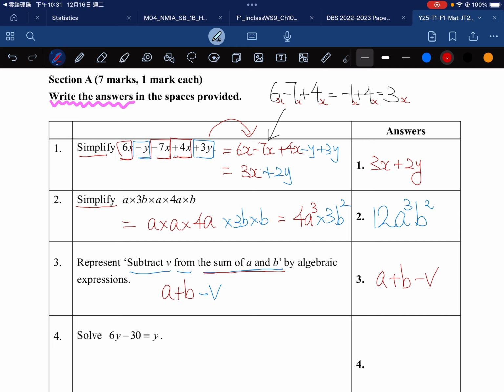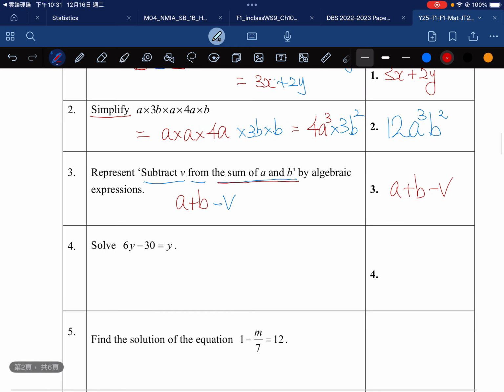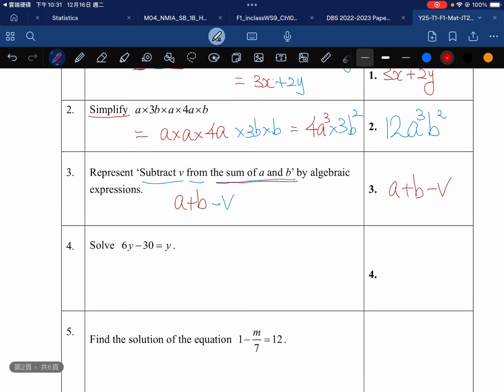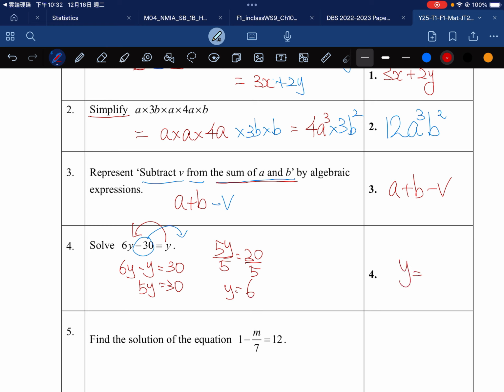And for question 4, it's a simple equation. We can simply combine the y terms together: 6y minus y equals 30, by transposition. So 5y is equal to 30, and then we divide both sides by 5. So we have y equal to 6. So y equal to 6 is the answer here.